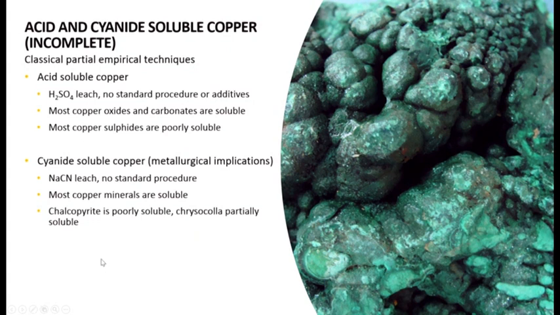Something like a cyanide-soluble copper has very important metallurgical implications for the fact that it does use up your cyanide. Again, no standard procedure. Most copper minerals are soluble with the exception of chalcopyrite and chrysocolla. And then you can hook them up together as a sequential digest. First of all, get your acid-soluble copper, and the tails of that process go into your cyanide-soluble copper, and then they do a 4-acid on the residue.